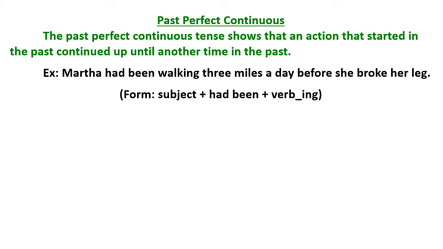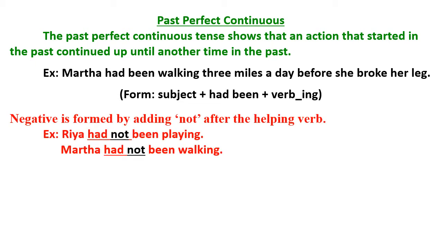To frame a sentence in past perfect continuous tense, write the helping verbs had been after the subject followed by the verb in its ing form. Ria had been playing. Martha had been walking. And to frame a negative sentence, simply add not after the helping verb had. Ria had not been playing. Martha had not been walking.